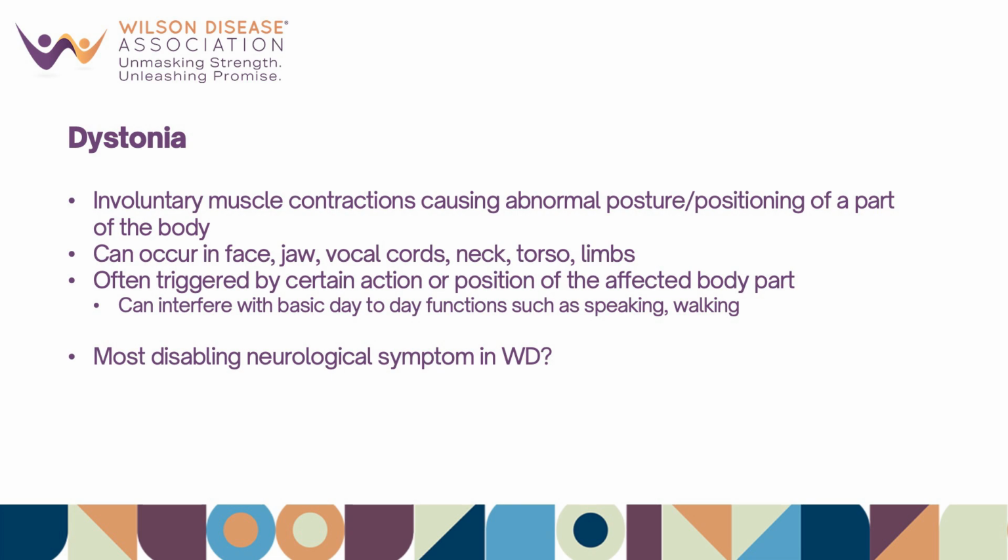It can be triggered by a certain action that somebody is trying to accomplish or a certain position of that part of the body. And so in that way, if somebody's attempting to speak and they have dystonia of their vocal cords or jaws, it could severely affect their speech. Another example would be somebody attempting to write and having some abnormal spasm or contraction of their hand or wrist. And it may be the most disabling neurologic symptom encountered in Wilson.